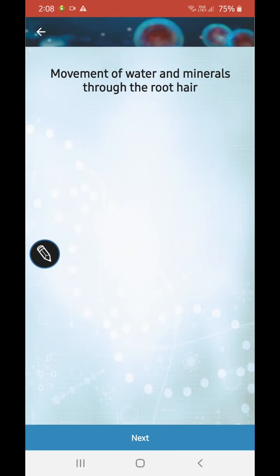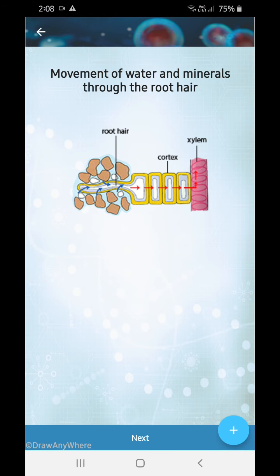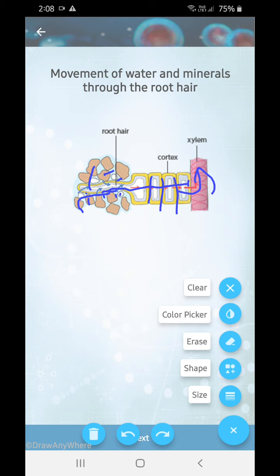Infograph, let's take a look over there. Now, movement of water and minerals through the root hair. Okay, now see what happens. Here is all the soil. The root hairs are over here, protruding out. Now they are getting inside that, and there are a number of layers, and this is the xylem. Every layer has a semi-permeable membrane, okay, or a cell wall also.